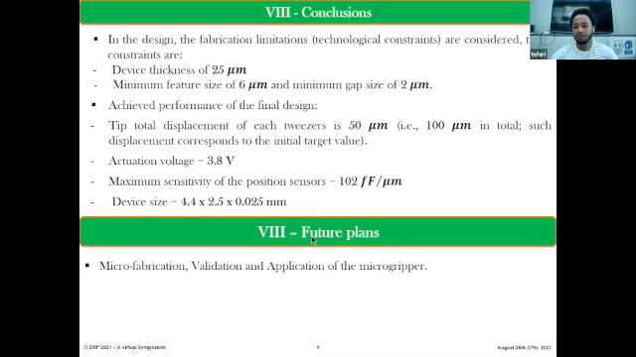And our future plans are about the microfabrication, validation, and application of the micro gripper.